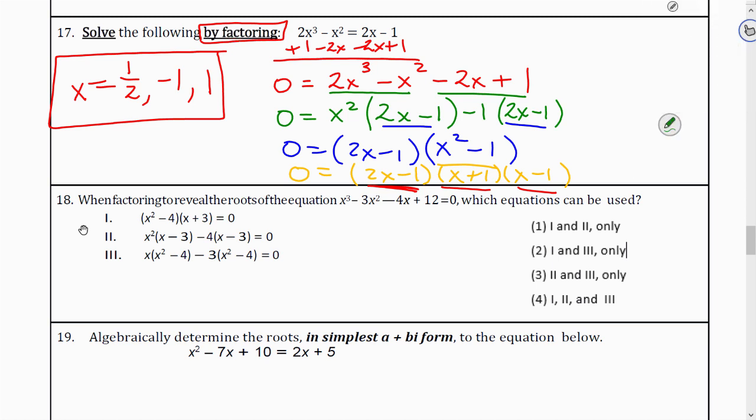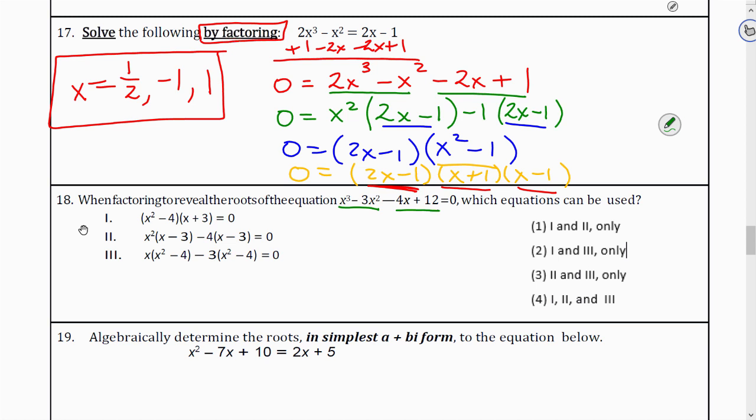When factoring to reveal the roots of the equation x cubed minus 3x squared minus 4x plus 12 equals 0, which equations can be used? Okay, so I want to factor this, and it looks like factor by grouping, right? I have similar things here, so I'll just try factoring by grouping and see what happens. It's in the right order, and I'm going to factor out of these two and these two.